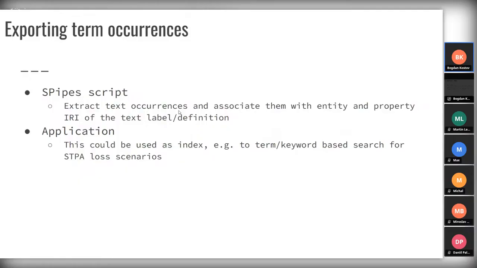So that's working fine. How these occurrences could be used then is that we can take them and classify the terms, or maybe they're already classified because they are from an existing ontology. And then we can use that, let's say, as an index to look for the loss scenarios, for this example.